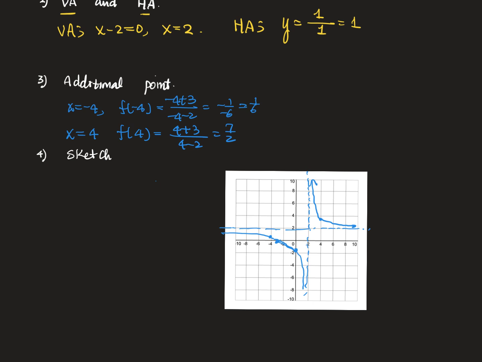Another one. Can you find the domain? The domain is going to be negative infinity to infinity, excluding 2. The range is going to be negative infinity to infinity.